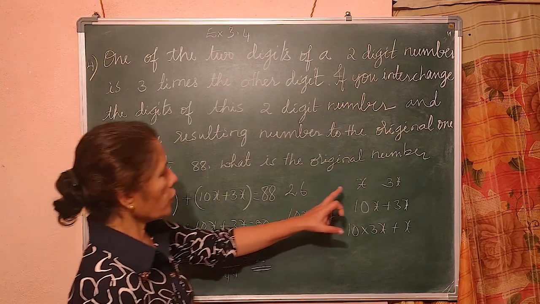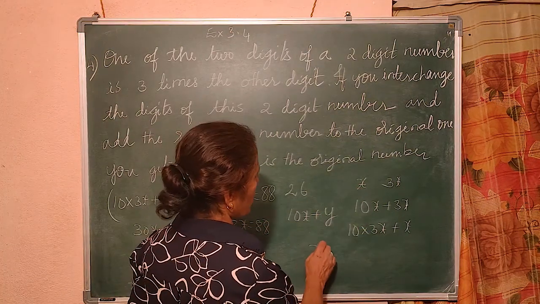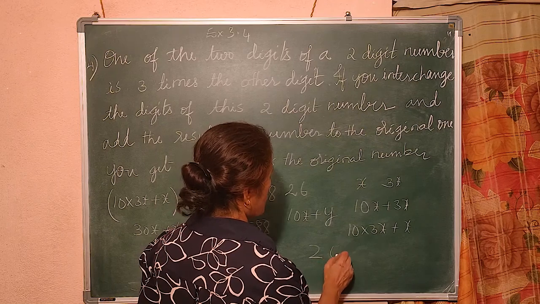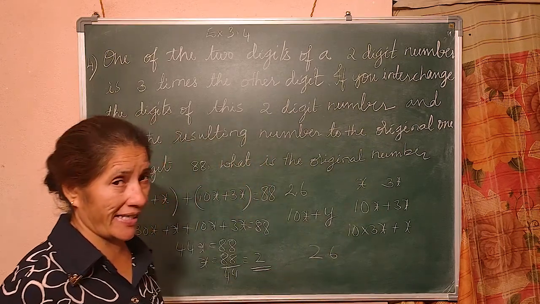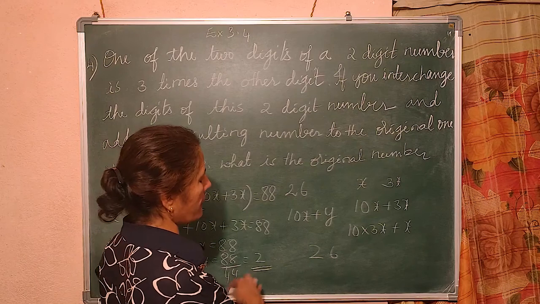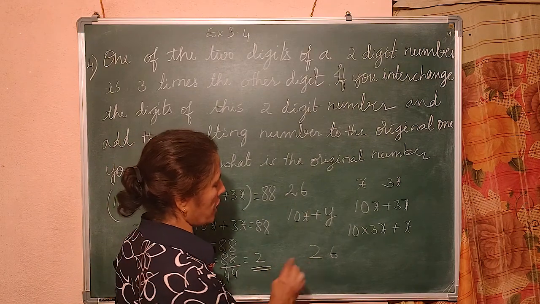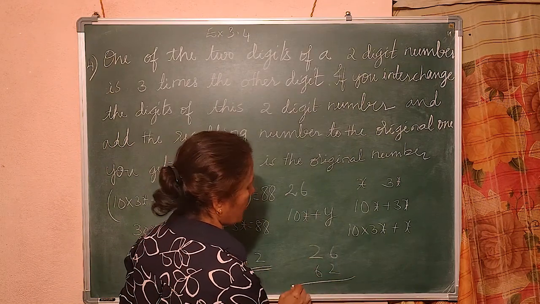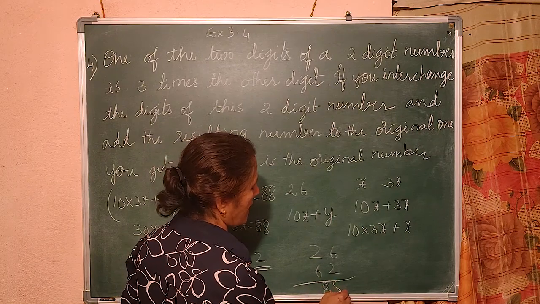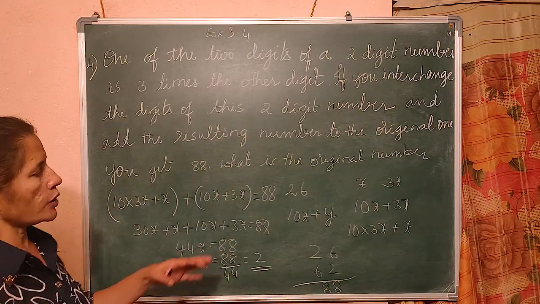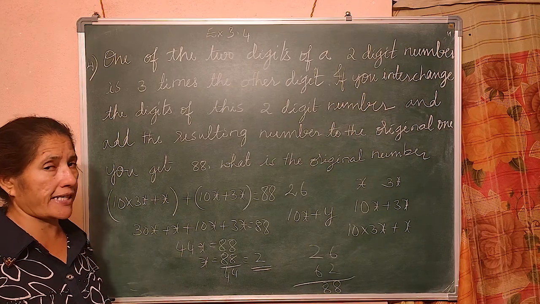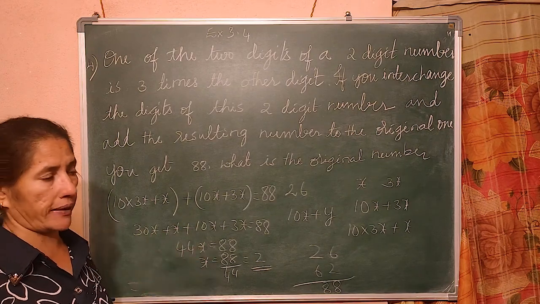If the original digit is x, so 2, and this one is 6. How do you read? 2 and 6. So, what is that number when you interchange? 6 and 2. Is 26 plus 62 equal to 88? Yes. So, the number is 26. Did you all understand? Let me go to the next one.